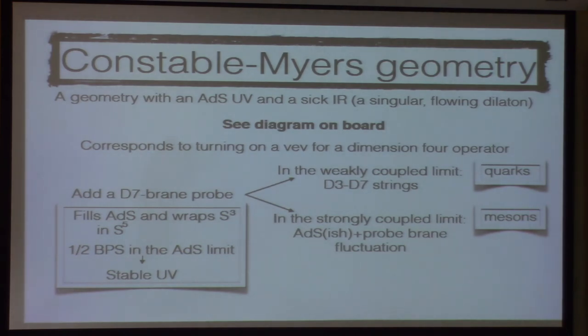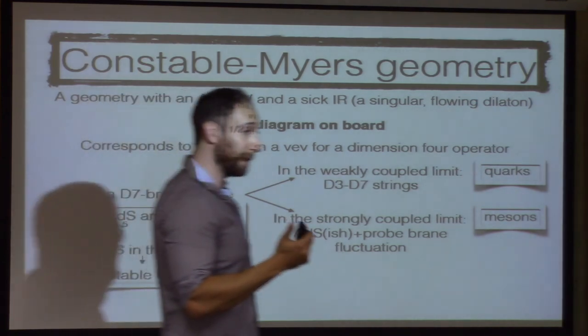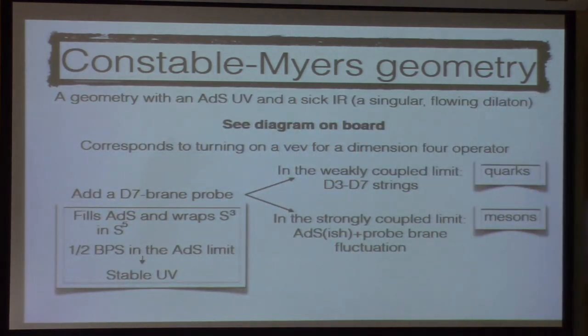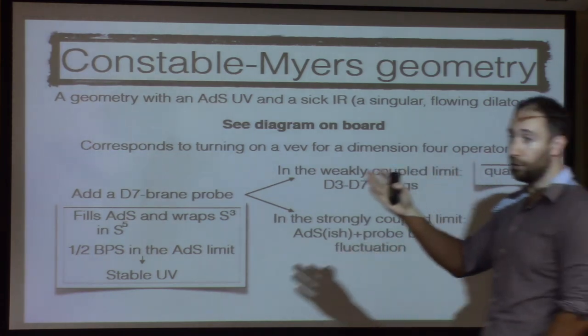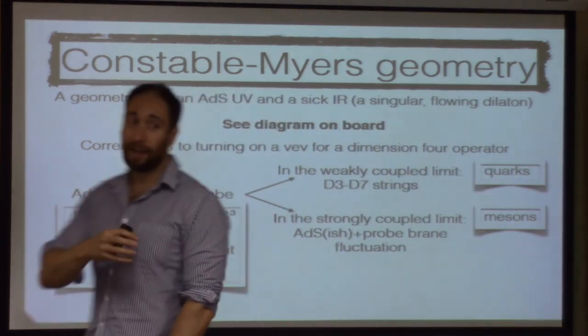So before I move on to Sakai-Sugimoto, I'm actually going to talk about another model, which is, in some senses, easier to visualize what's going on. This is the so-called Constable-Myers geometry. This was also studied by Gubser, and it's called the dilaton flow geometry by Gubser. This is a theory which breaks supersymmetry, so there's no supersymmetry in this background. What we've done is we've turned on a dilaton, which has a flow, and the theory in the UV goes to an AdS geometry, just AdS5 cross S5, and in the IR it turns out to be singular.